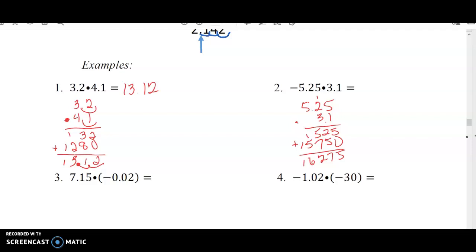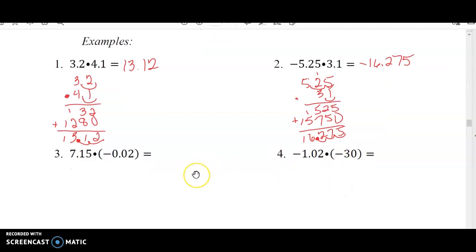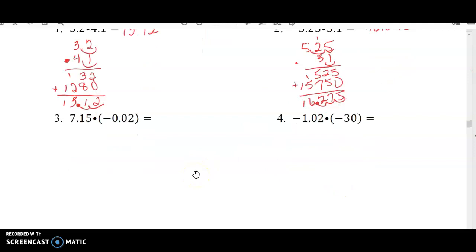Here's where you count your decimal points now. I've got 1, 2 here. Another 1, so that's a grand total of 3. So move it 1, 2, 3 to the left. So you're going to have 16.275. And then you have a negative times a positive, so that's going to be negative 16.275. Again, pause the video if you need it to finish these problems. I'm going to move on to the next one.